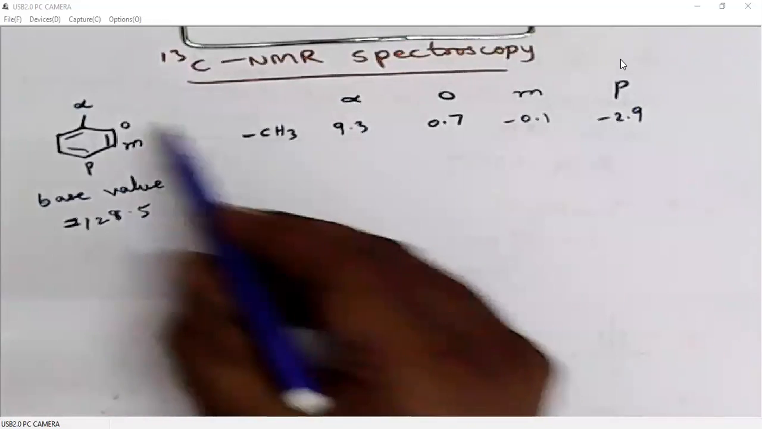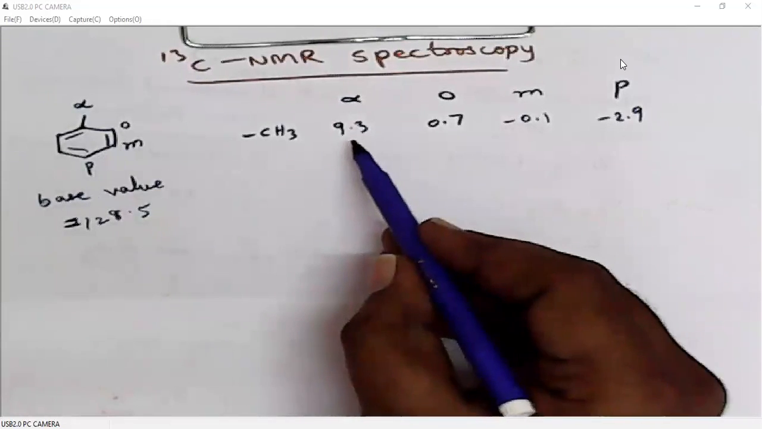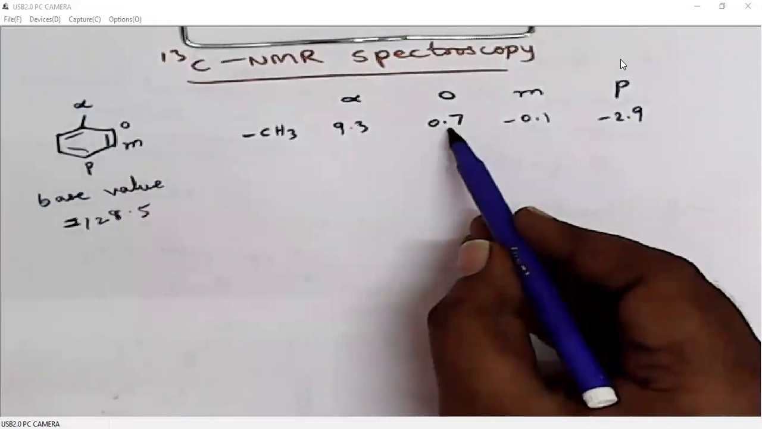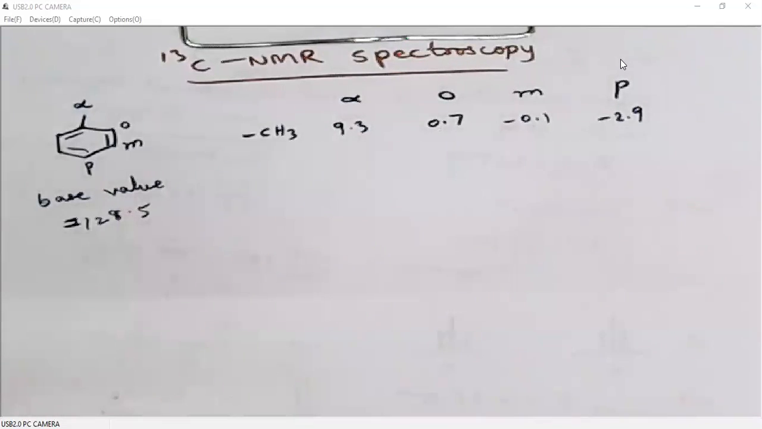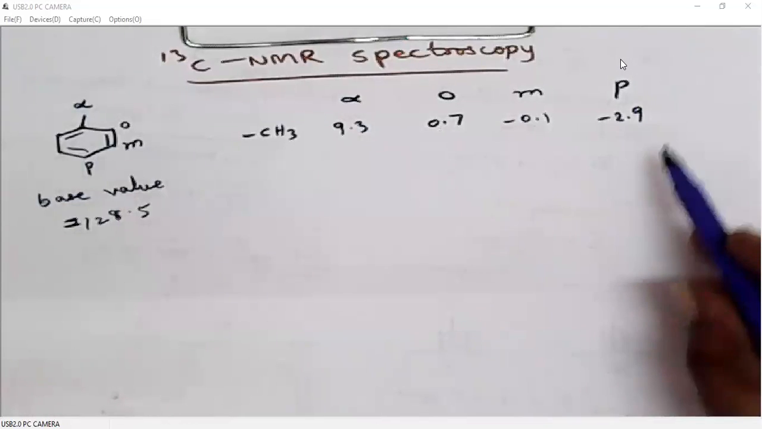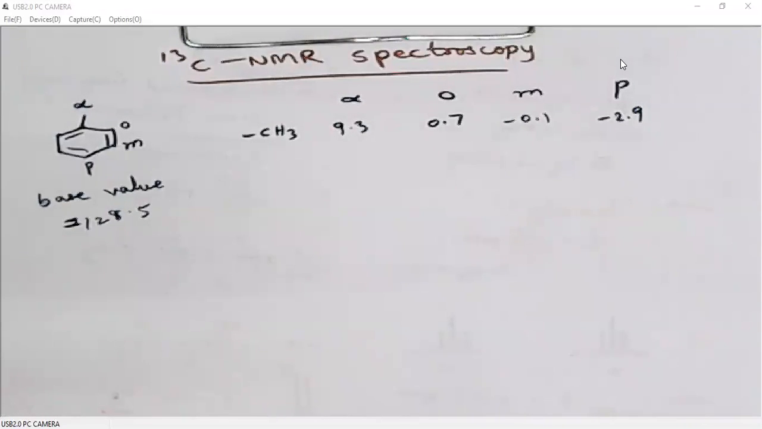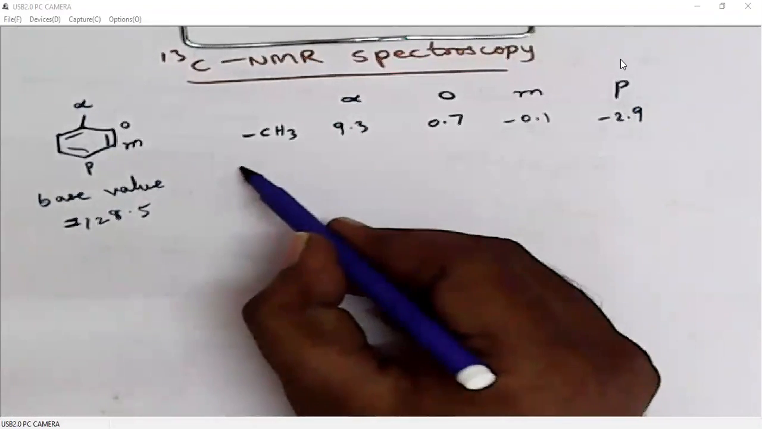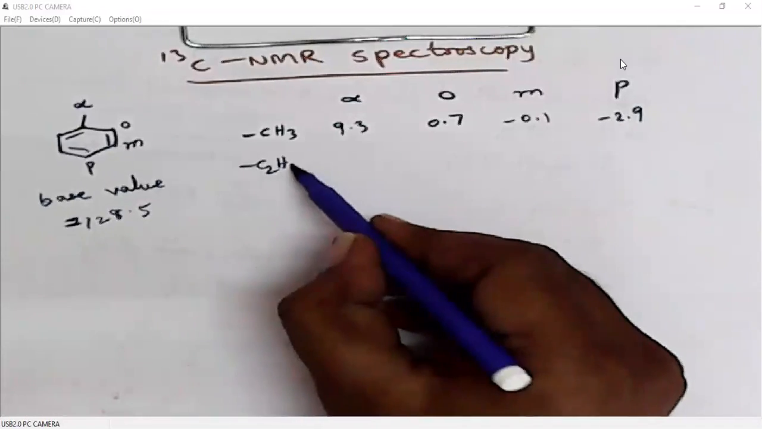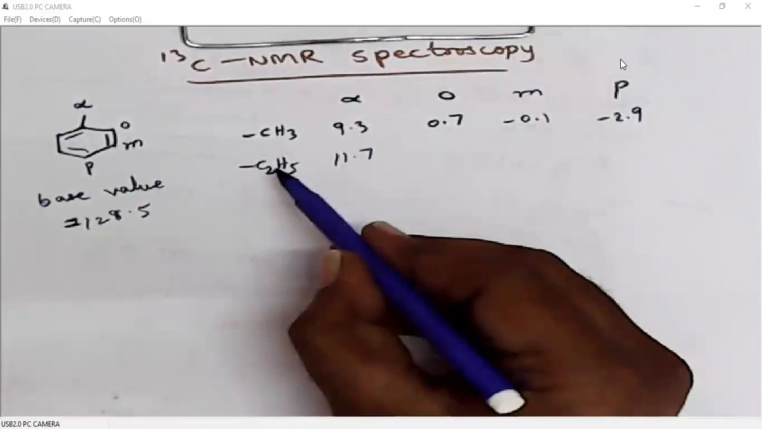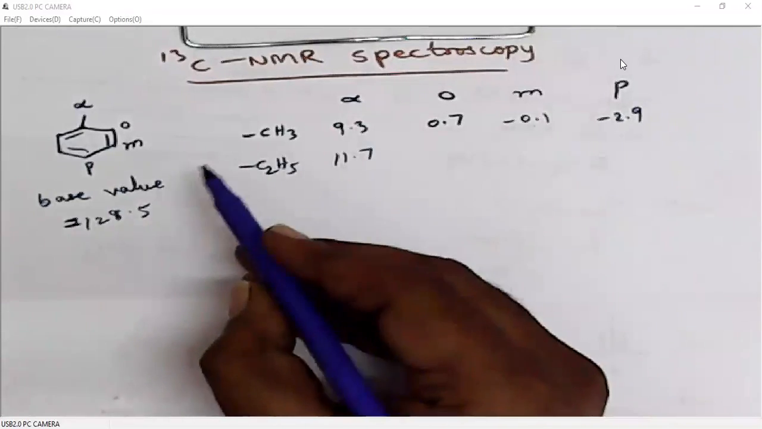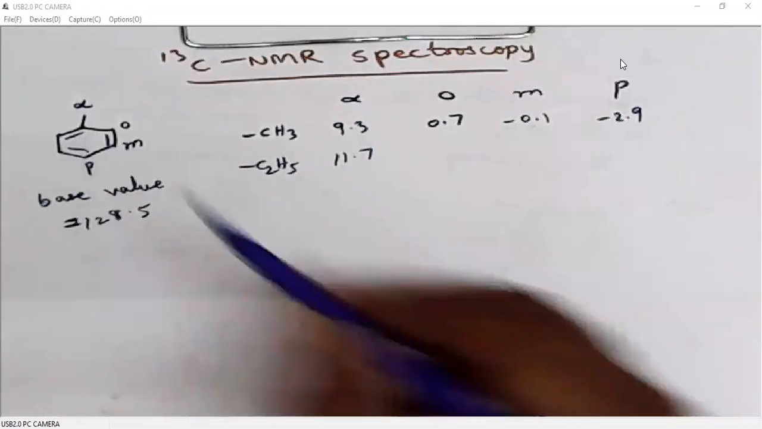So if it is at this position, we will add 9.3. If the methyl is at ortho position, we will add 0.7. If the methyl group is at meta position, we will subtract 0.1. If the methyl is at para position, we will subtract 2.9. Similarly, when we have ethyl group, we will add 11.7 if we are calculating the delta value for the aromatic carbon.